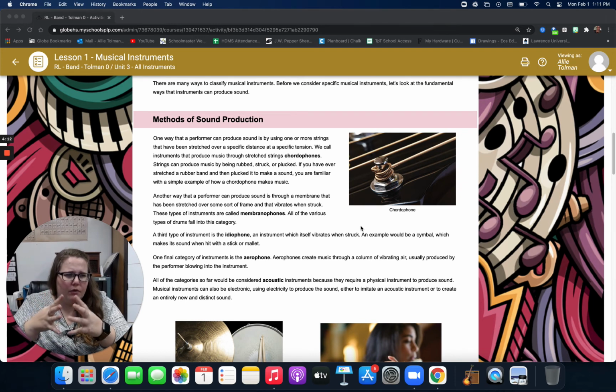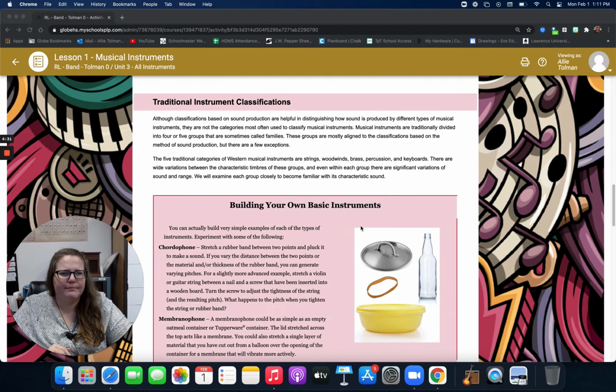All of the categories so far would be considered acoustic instruments because they require a physical instrument to produce the sound. Musical instruments can also be electronic, using electricity to produce the sound. They either imitate an acoustic instrument or create an entirely new distinct sound, which means there's another category, which is the electronic instruments. These are newer. So the first couple are the traditional ones.